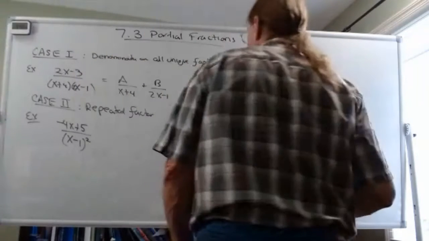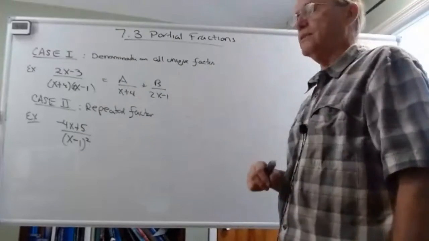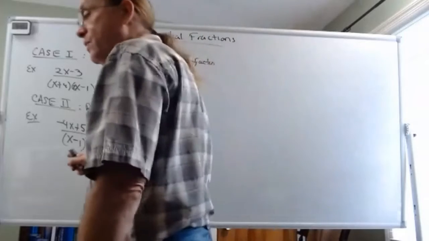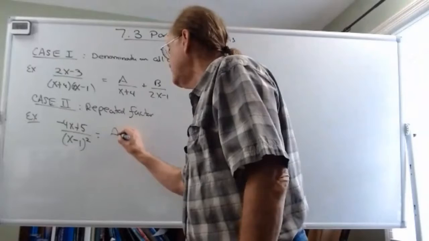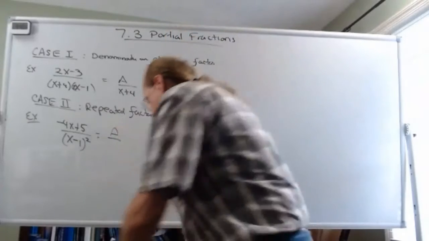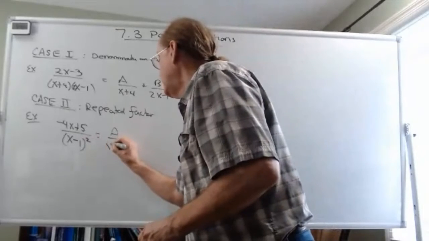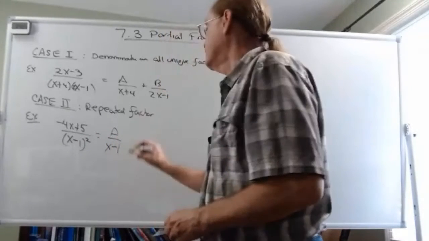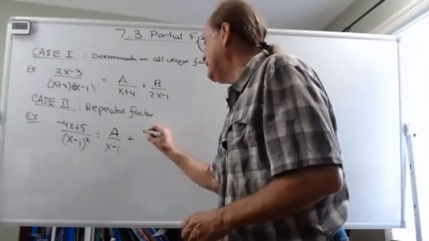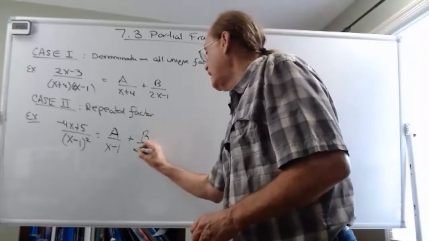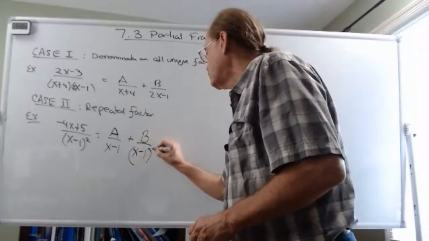What is going to be the approach? Now I could give you the motivation for it. Let's just go right to how you're going to handle this. What you're always going to do is simply write this as some a over the factor without the repetition. So it's a over x minus 1, okay? Plus, and then you take a b, these are constants, over x minus 1 quantity squared.